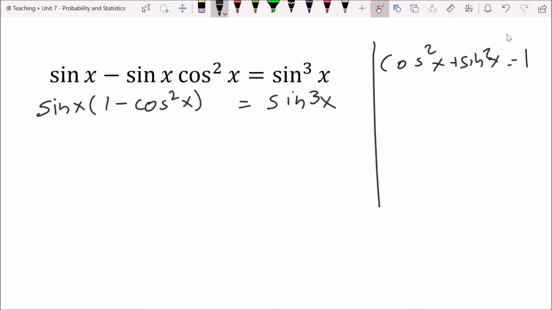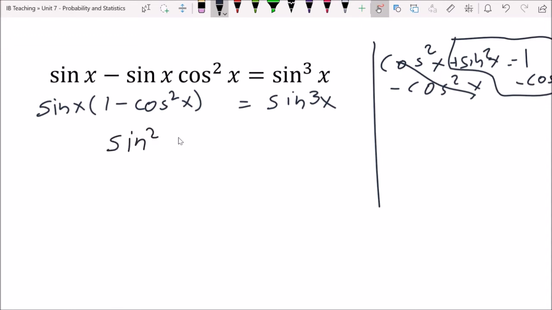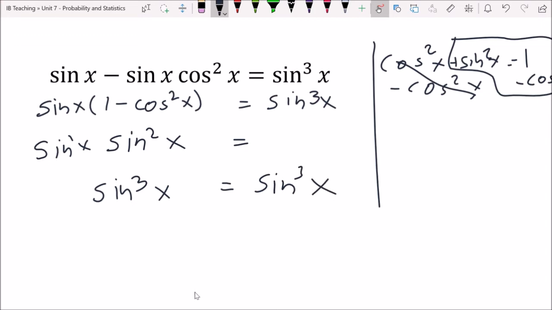Here I have 1 minus cosine squared, so I'm going to subtract cosine squared, better do it on both sides. Those cancel, and so sine squared is the same as 1 minus cosine squared. If 1 minus cosine squared is the same as sine squared, I'm going to sub that in. And look at that, I have sine times sine squared, so that's sine to the first times sine squared. That's sine cubed. So this question is done.